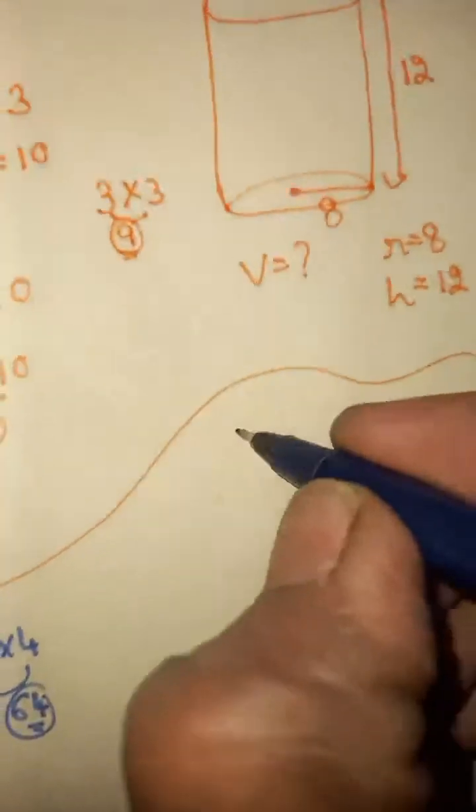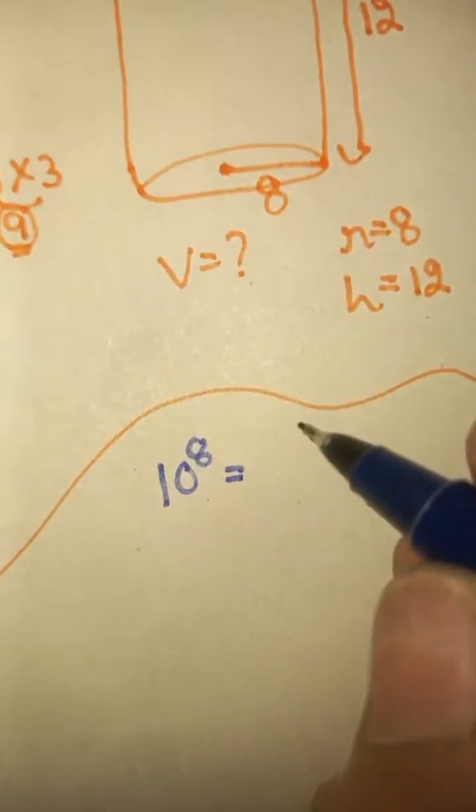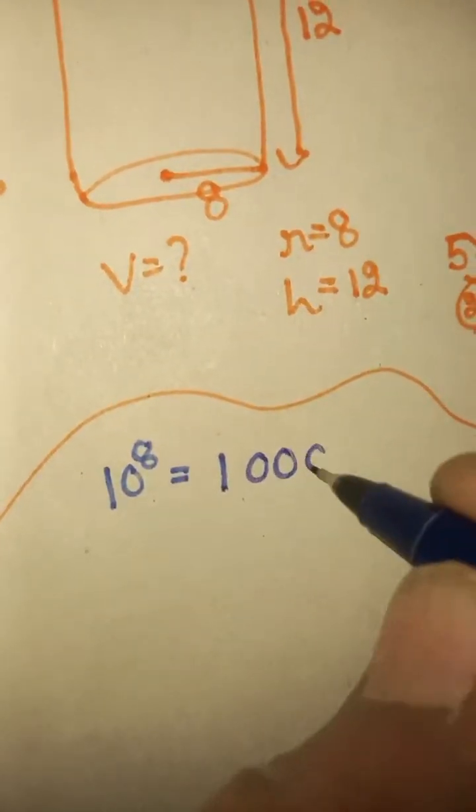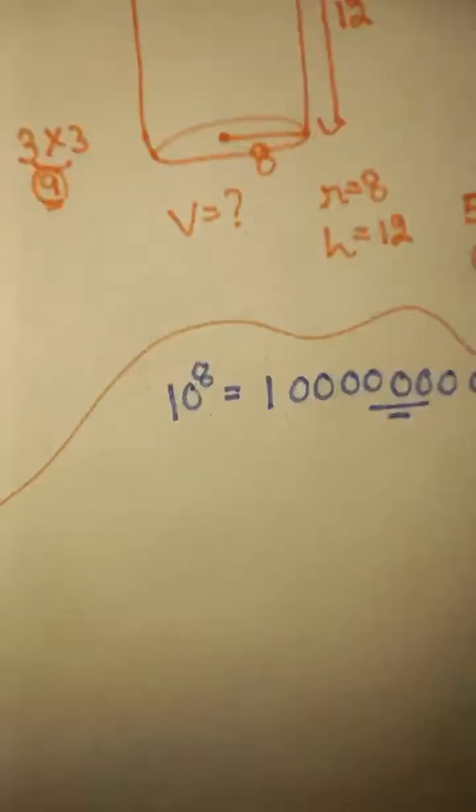They give 10 power of 8. No need to multiply 10 eight times. Just take one and put 8 zeros after it: 1 2 3 4 5 6 7 8. That is 10 power of 8.